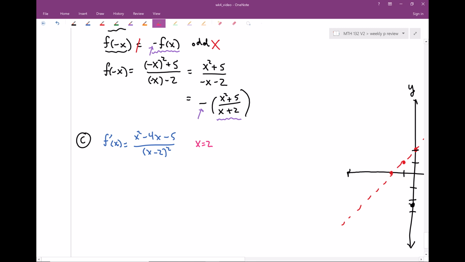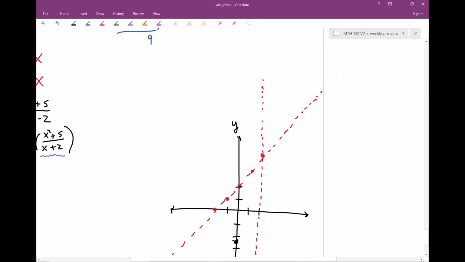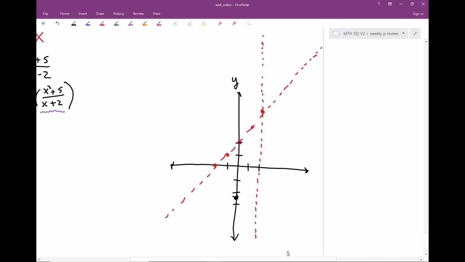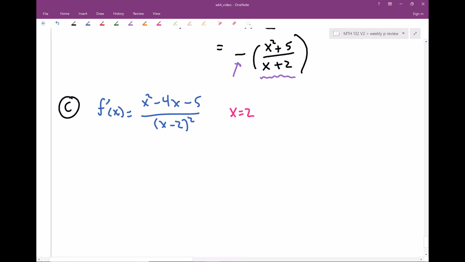Now, is this a critical point? The claim is it is not, because x equaling 2 was not in the original domain of the function. So this will not be a critical point, because we actually have a vertical asymptote at x equals 2. So it's all connected. x equals 2 is out. It's not a critical point, even though the derivative is undefined, because it's not in the domain of the original function. So our only hope for critical points in this case is when the derivative is equal to 0.